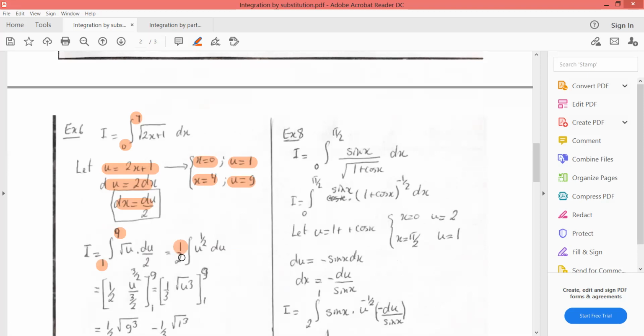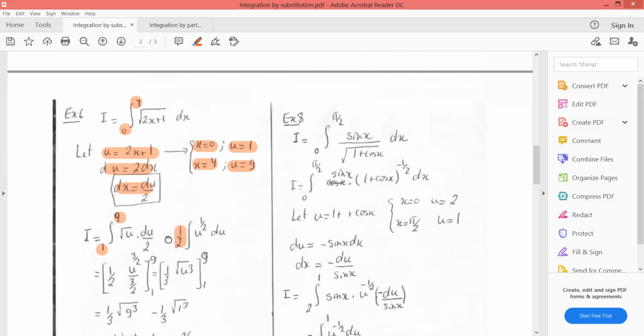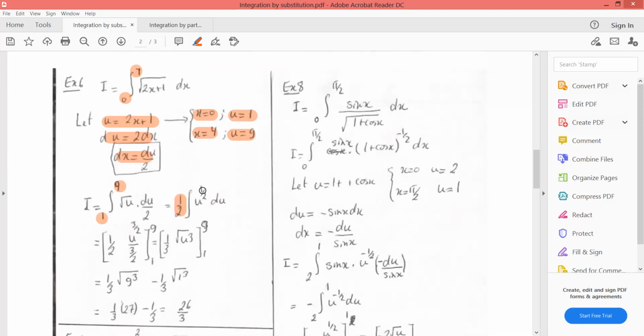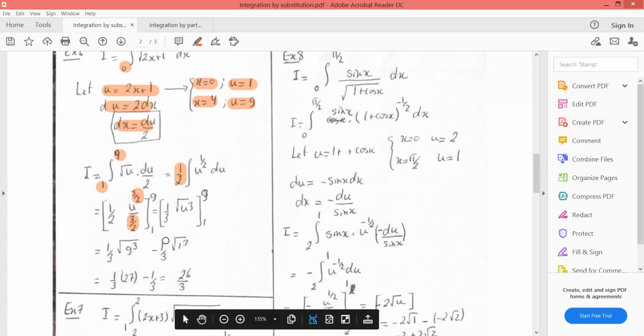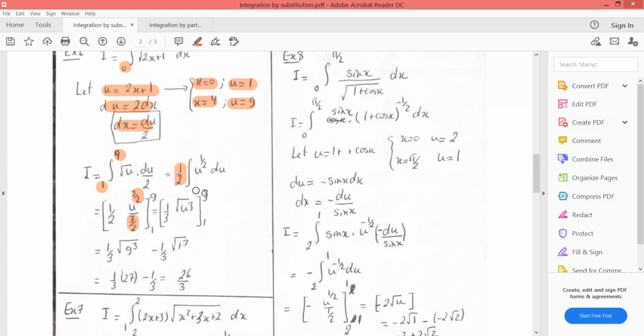Half goes outside the integral, u to the half. So we add the power by 1, so u power 3 over 2, over 3 over 2. Then 2 and 2 simplified, 1 over 3. I change this power form into radical form between 1 and 9. First time we replace u by 9, second time we replace u by 1. So f of b minus f of a: first time we replace u by 9 minus replacing u by 1.